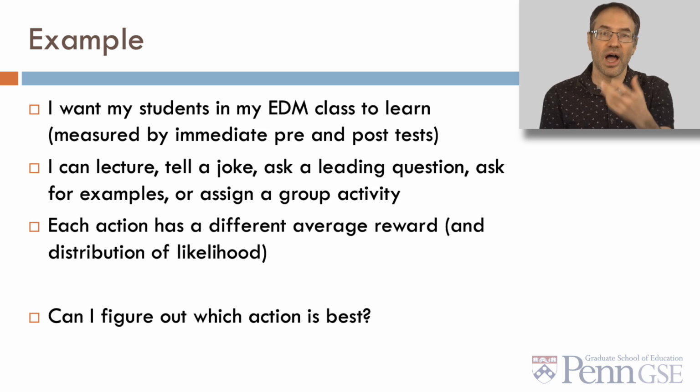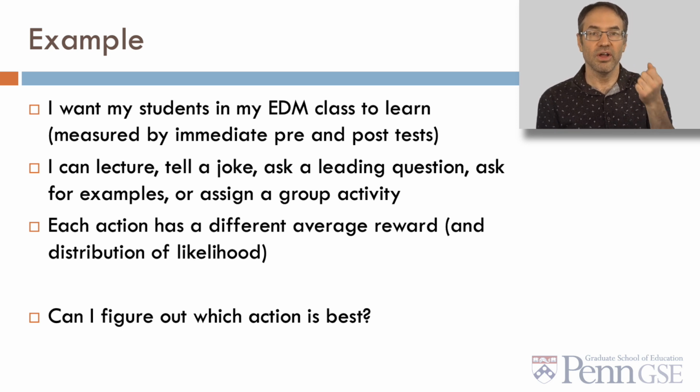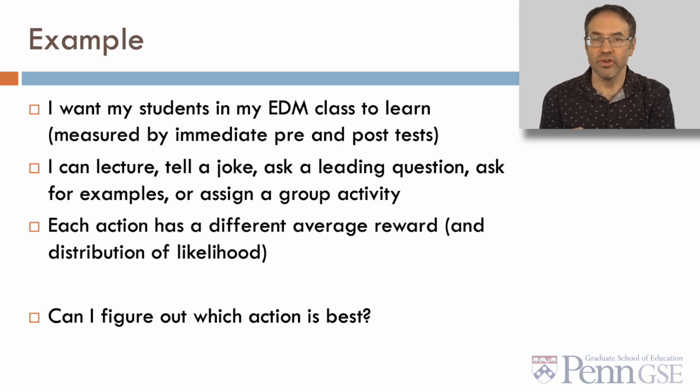Another example, I want my students in this MOOC to learn, measured by immediate pre- and post-tests. I can lecture, tell a joke, ask a leading question, ask for examples, or assign a group activity. Each action has a different average reward and a different distribution of likelihood. Can I figure out which action is best?